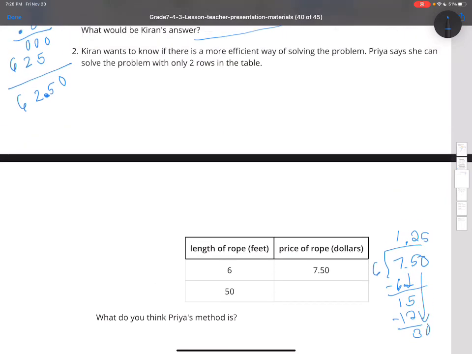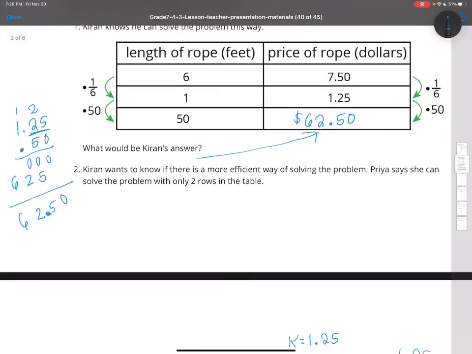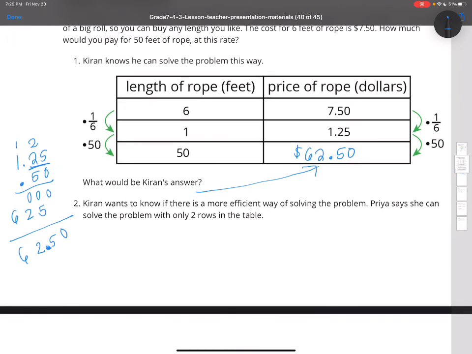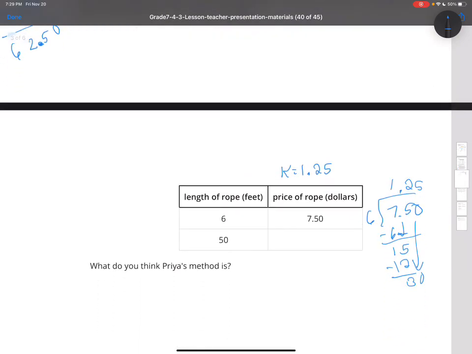And if you see, she found the constant, which is 1.25, while Kyron, he found the unit rate. And if you know this, the unit rate and the constant is the same thing. So what we do, we're going to multiply that 1.25 times 50, and you should get the same answer.